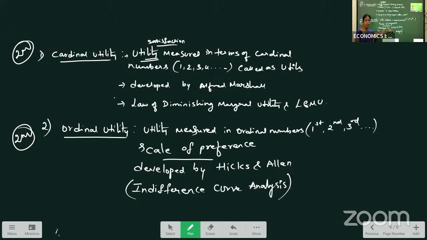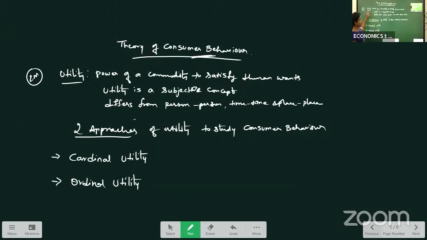And this approach was developed by Hicks and Allen. And indifference curve analysis is based on the ordinal utility approach. Clear? So this is all about your second chapter, that is utility. Utility means what? Power of a commodity to satisfy human wants. Utility is a subjective concept. Utility differs from person to person, time to time, and place to place, right?